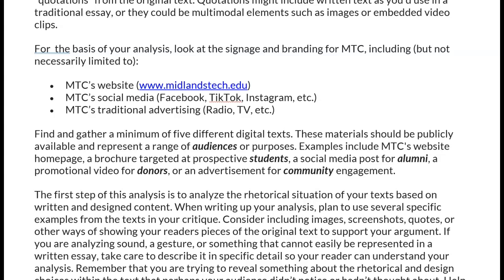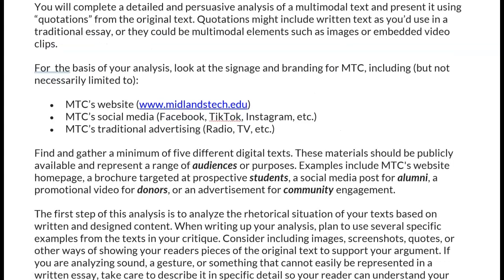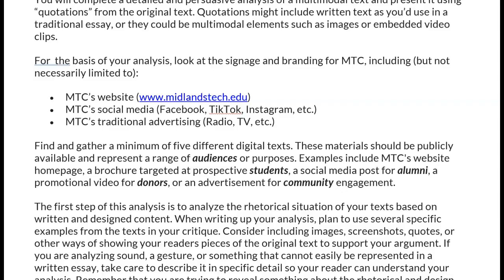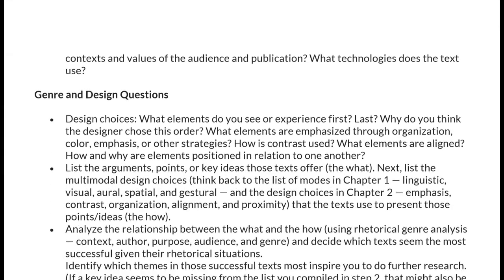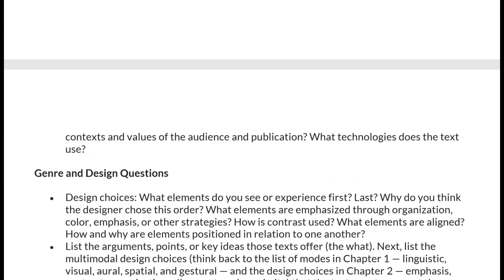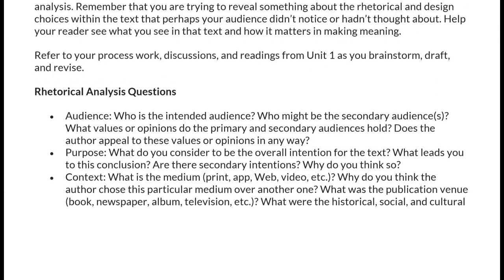If you are having trouble generating ideas for your assignment, so if you've collected some texts, but you're not quite sure how to answer some of these questions, that's also something that a tutor can help you with. So don't forget that as well. They can help you at any stage of the writing or composition process.